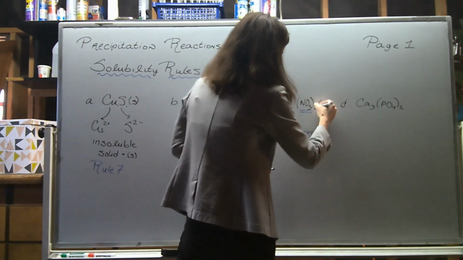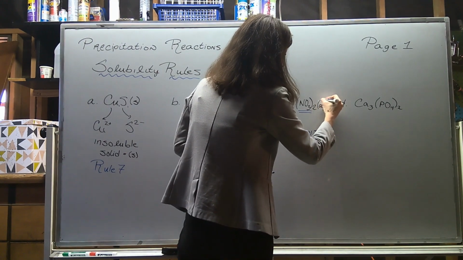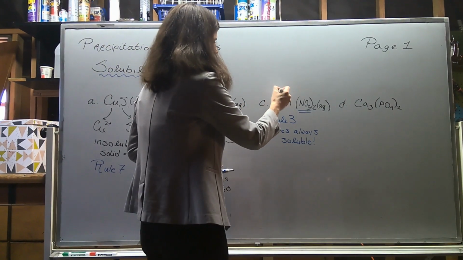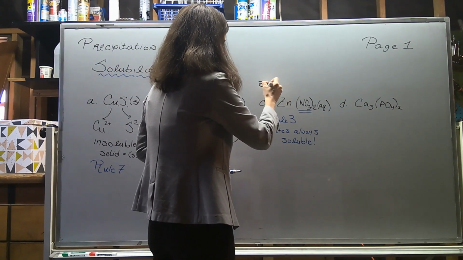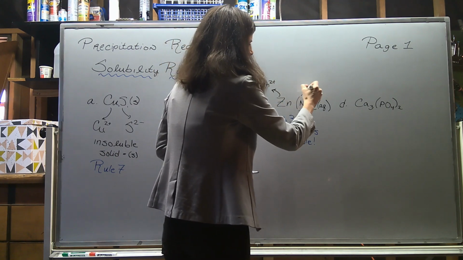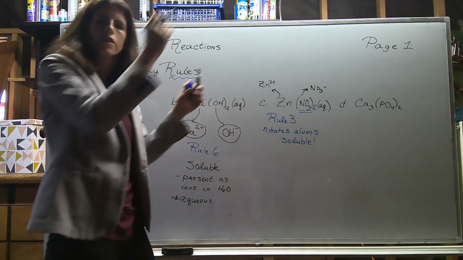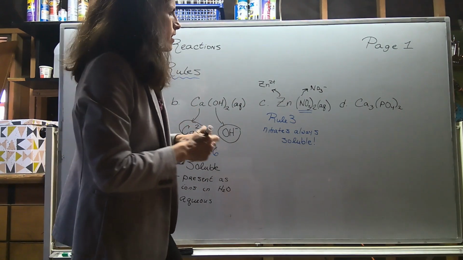So we're going to put AQ after this compound. I didn't even break it down. It would be zinc 2+ and NO3-, but since I saw the nitrate in there, I was like, oh good, it's soluble. All right, let's do the next one.